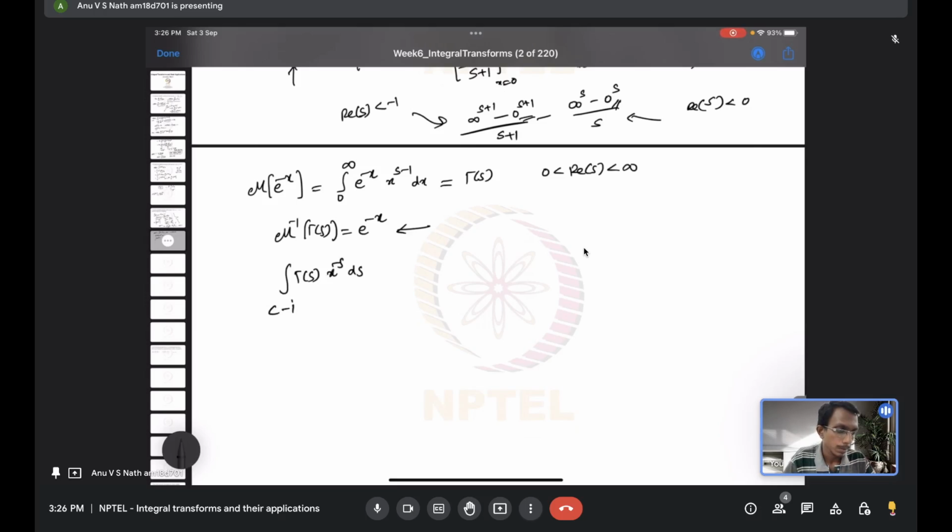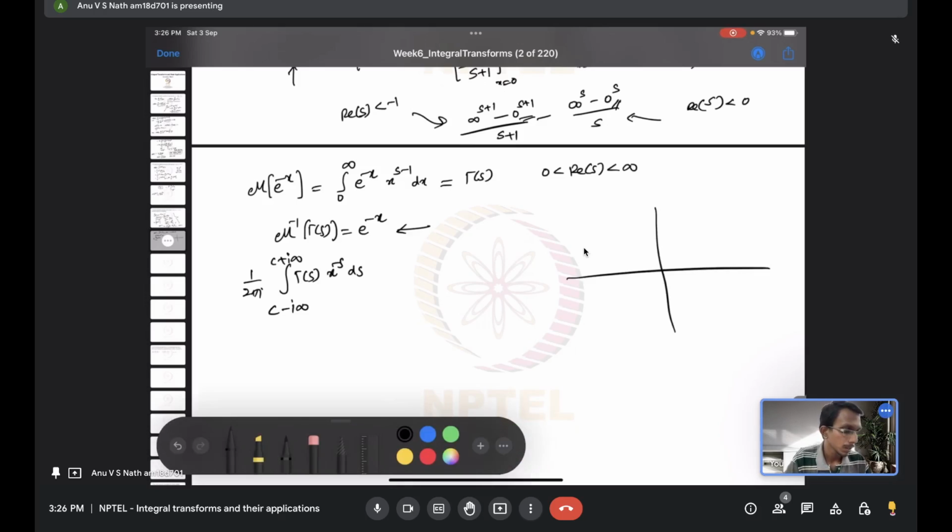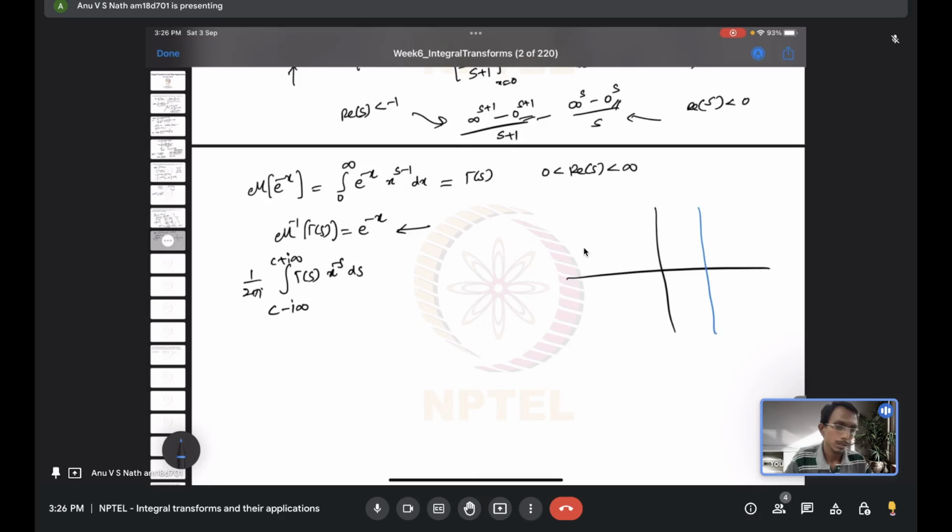The integral is from c minus i infinity to c plus i infinity, times 1 by 2 pi i. This is the Mellin inverse of the gamma function, where c should be a real number, and we are taking the integral in the complex plane. So let's say we are taking the integral over this line from c minus i infinity to c plus i infinity, where c is here.